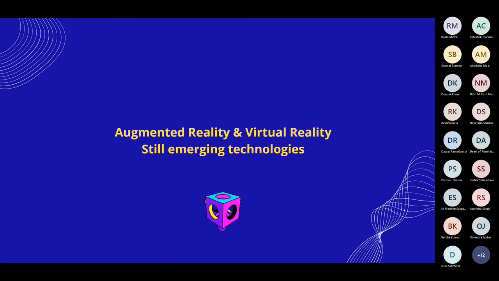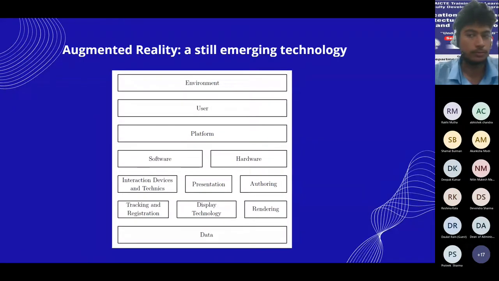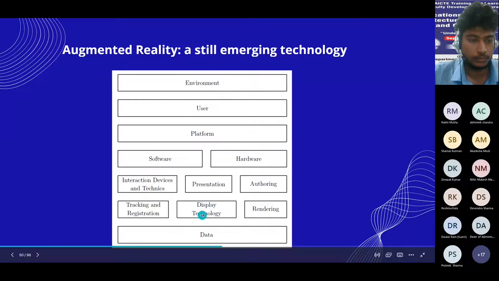Augmented and virtual reality is still one of the emerging technologies. It makes use of different components such as environment, user, and platform. It is based on different types of users and different types of platforms. Again, software and hardware matter. It makes use of interaction devices and techniques, presentation tools, authoring, tracking and registration, display technology, and rendering. All these are performed on the data.